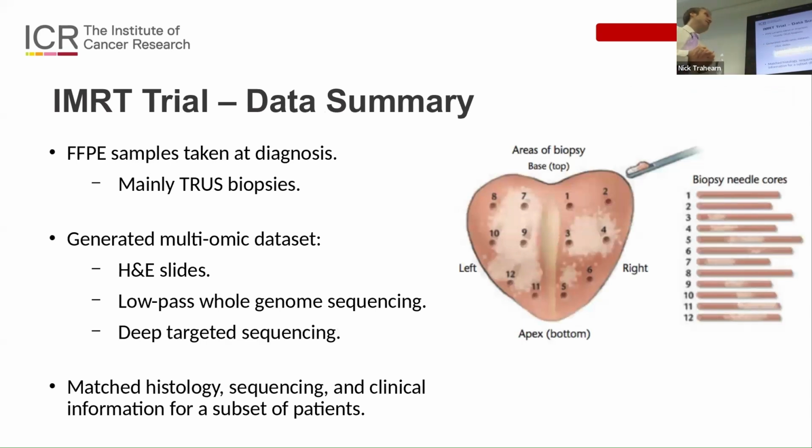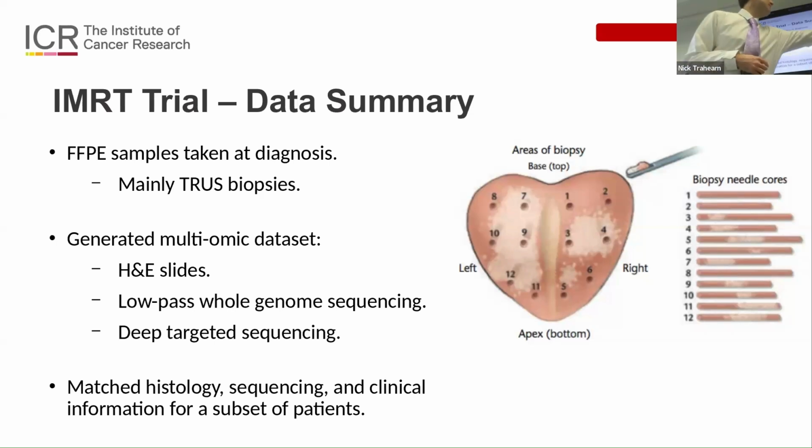Just to give you an idea of the data we're working with, this is predominantly FFPE samples, and the key is that they are taken at diagnosis. So here we have an opportunity to predict what is going to happen down the line. You're talking about 12 years of follow-up, so potentially a decade of disease progression. This was mainly TRUS, transrectal ultrasound, biopsies. Treatment now is slightly different in terms of sampling, but this was what was available at the time.